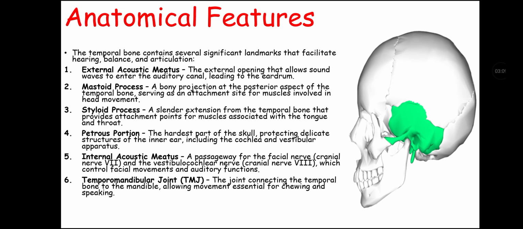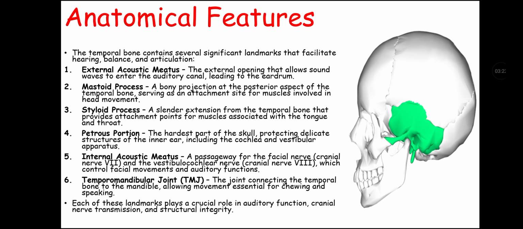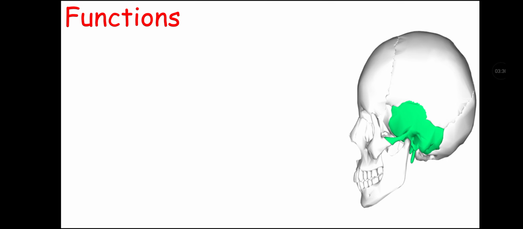The next anatomical feature of it is temporomandibular joint or mandibular fossa, the joint connecting the temporal bone to the mandible, allowing movement essential for chewing and speaking, is present in the temporal bone. Each of these landmarks play a crucial role in auditory function, cranial nerve transmission, and structural integrity. Now we will talk about the functions of temporal bone.